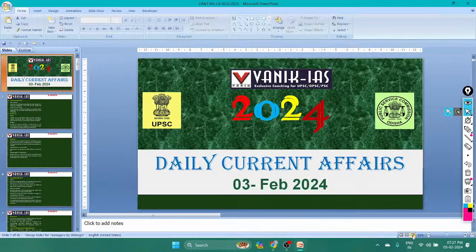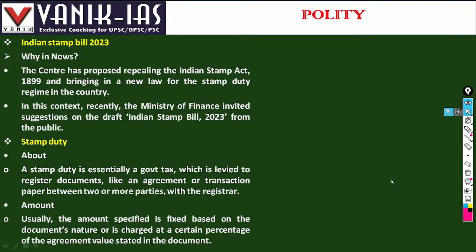The first topic that we take up today is regarding the Indian Stamp Bill 2023. So the Centre has proposed repealing the Indian Stamp Act 1899, the British period legislation, and bringing in a new law for the stamp duty regime in the country.